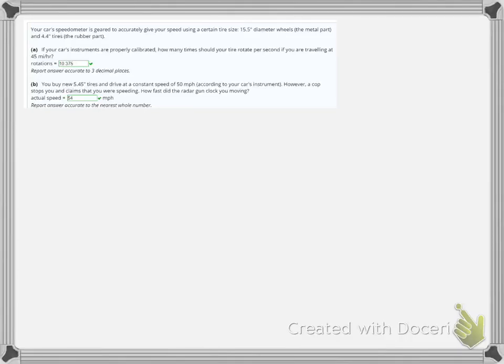Hello, 1060 students. This is question 11 on the calculator homework for section 10.1, I believe. A lot of people have asked me about this question, so I thought I'd give you a little example of how to do this.